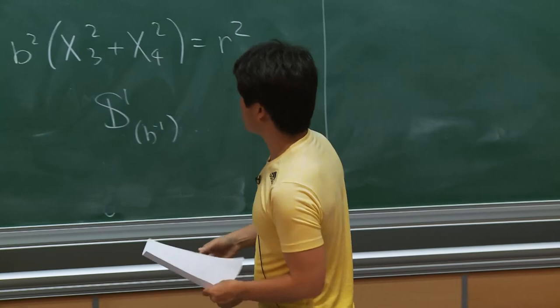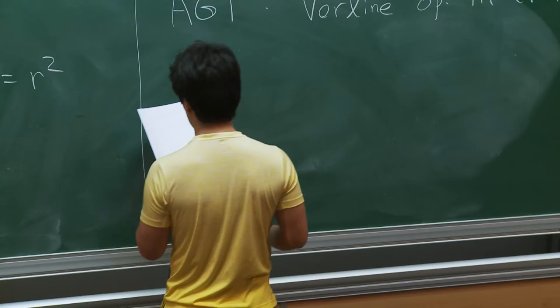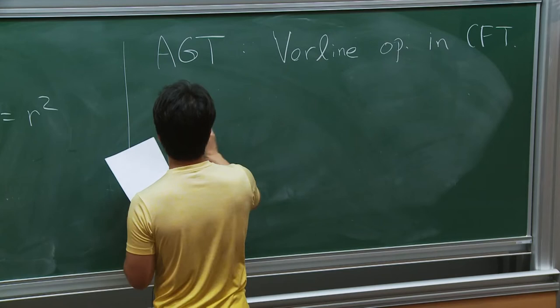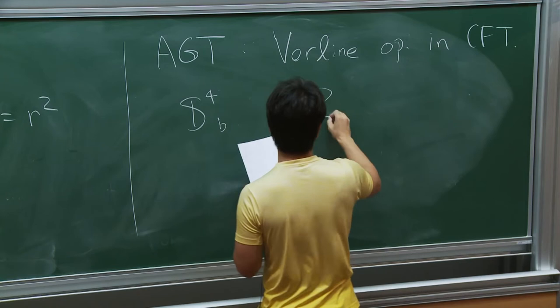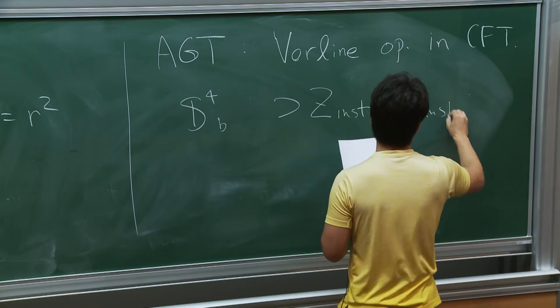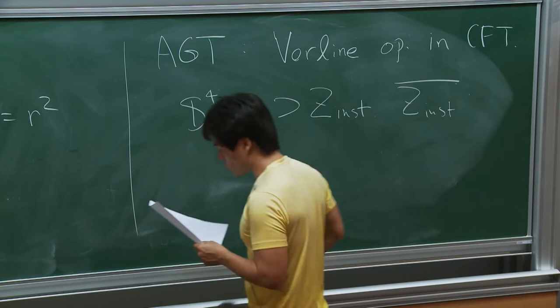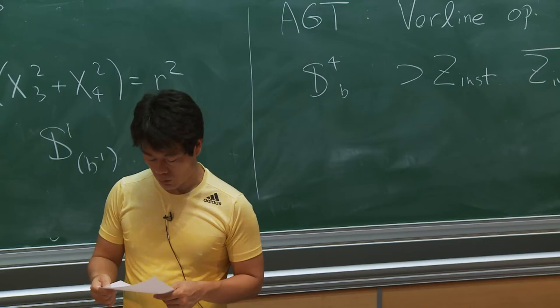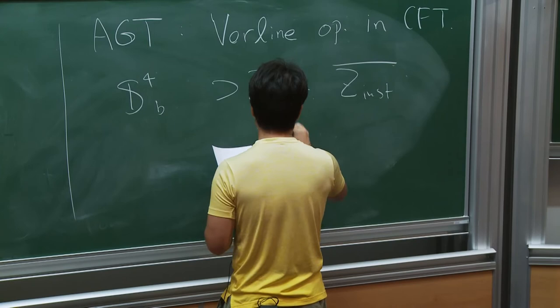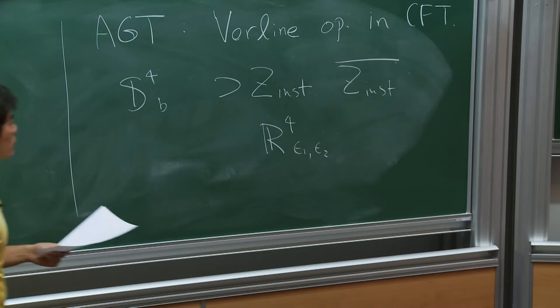Now, so S4b is good. It can be done. Now remember that the S4b partition function contains the instanton partition function, right? And actually also the anti-instanton partition function, right? But the instanton partition function was originally defined by Nikita, as we heard this morning, on the omega deformed flat space, so R4 with epsilon 1, epsilon 2. Yeah, omega background on R4.